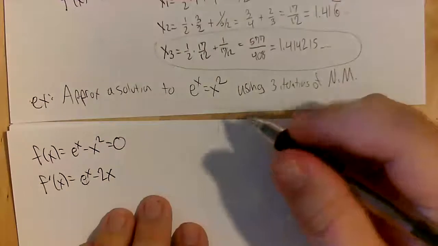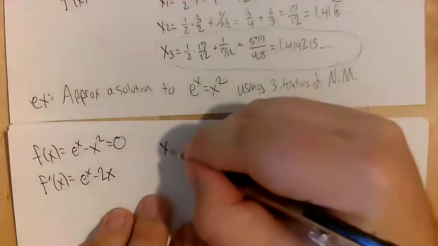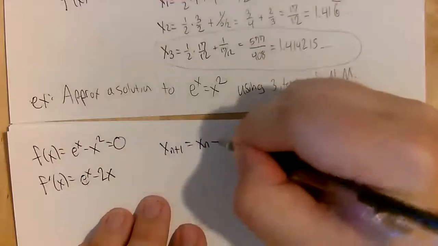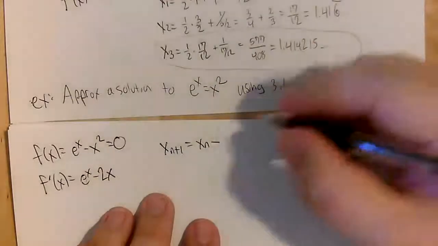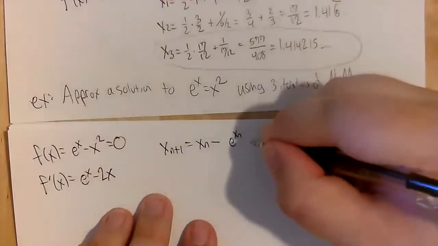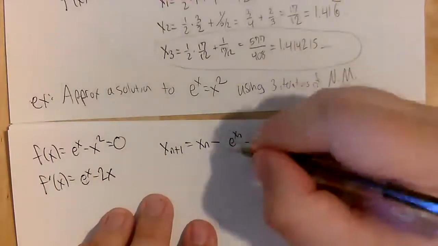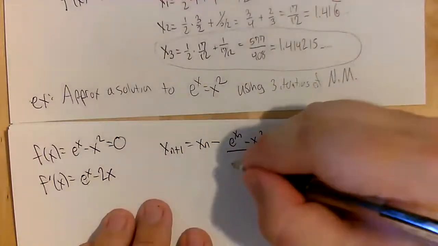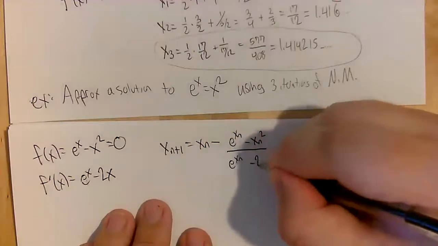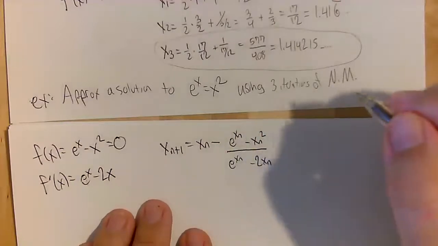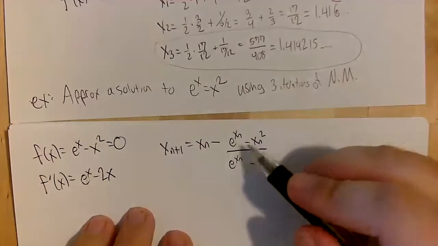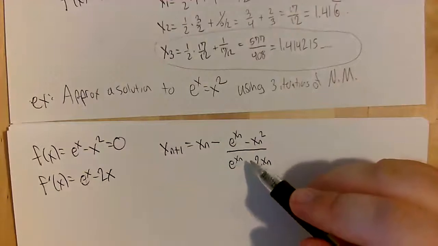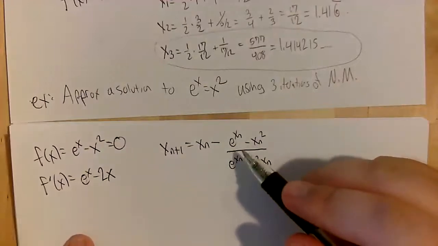All right, let's go ahead and set up our Newton's method formula. So we have x sub n plus 1 is x sub n minus, and then I have the function value, so e to the x sub n minus x sub n squared, and then that will be divided by f prime of x sub n, which will be e to the x sub n minus 2x sub n. All right, now unlike the other problem, I don't see any obvious simplification we can do here, so I think we're kind of stuck with this result right here.